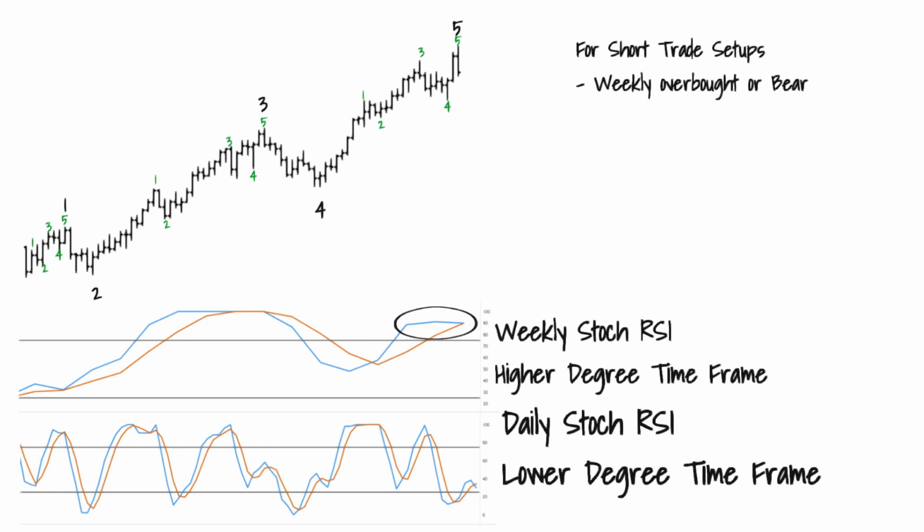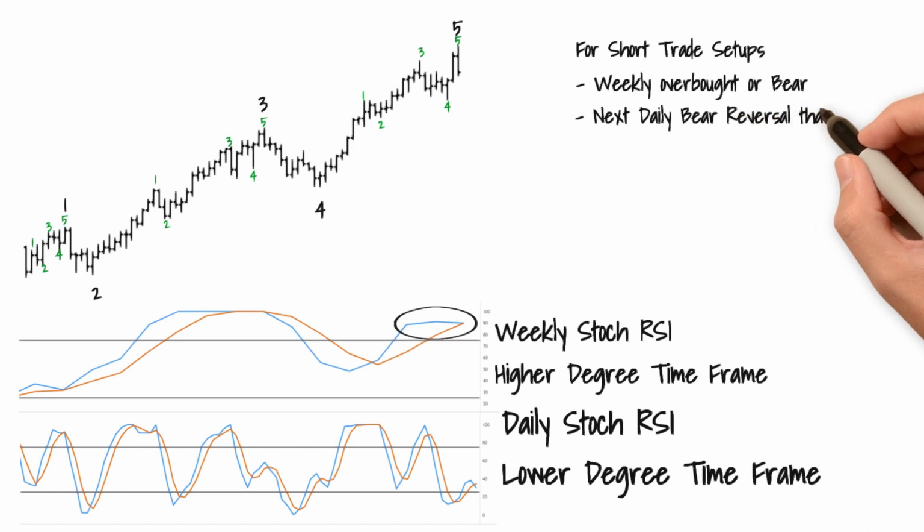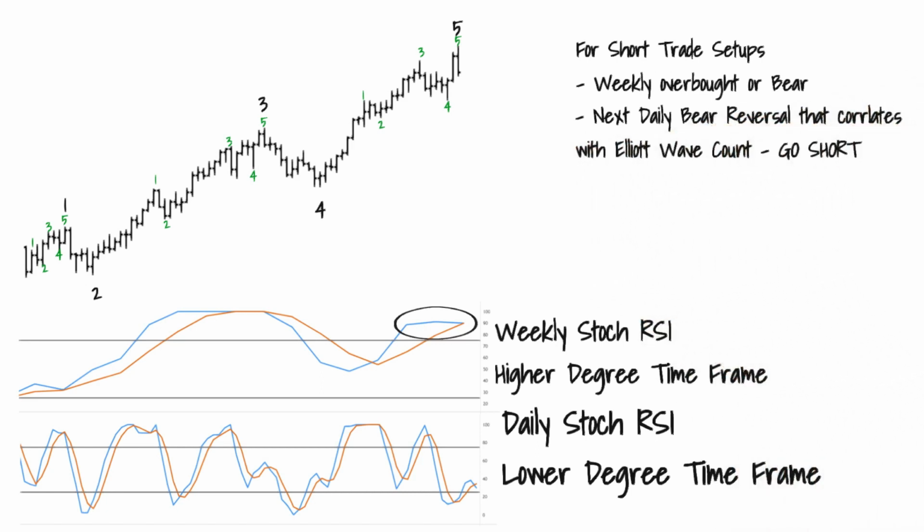The lower degree time frame momentum: daily momentum has made a bear reversal above the Stochastics RSI 50 line. That is, the blue line is below the red line above the midpoint of the Stochastics RSI. This indicates that the immediate price action over the next few days is likely to be sideways to down. To consider a long trade, that is, to make money as the price goes up, the opposite is true.